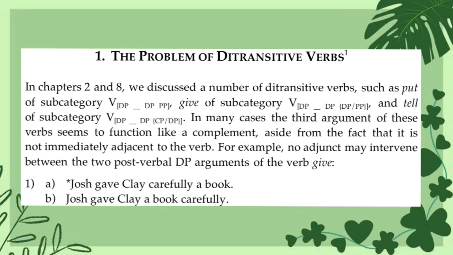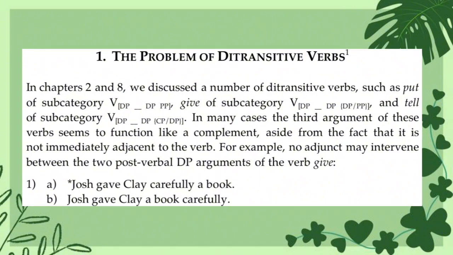Number 1, we have the problem of the ditransitive verbs. In chapters 2 and 8, we discussed a number of ditransitive verbs such as put, of subcategory V, DP, PP; give, of subcategory V, DP, to DP or DP, DP; and tell, of subcategory V, DP, CP, DP. In many cases, the third argument of these verbs seems to function like a complement, aside from the fact that it is not immediately adjacent to the verb.